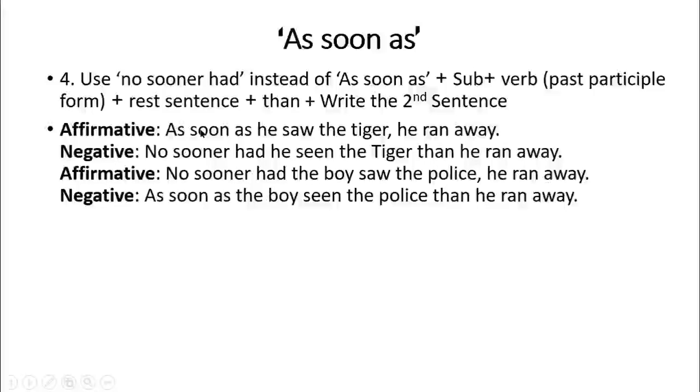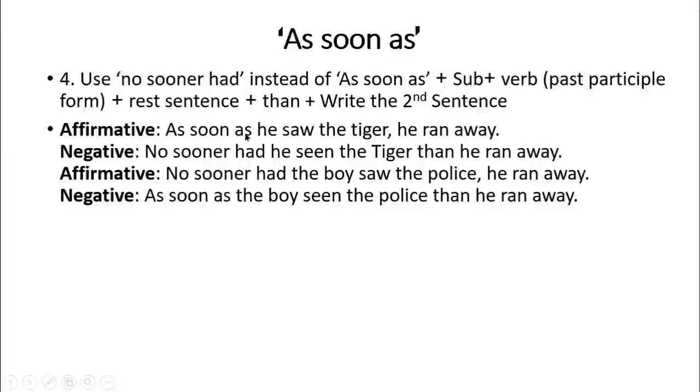Okay, so dear boys, I want to make you clear about one thing, that is when we use as soon as, then we have to write down the sentence in past indefinite tense. You see, as soon as he saw, past indefinite tense, the tiger, he ran away. So we have to use no sooner had instead of as soon as. And when we will use no sooner had in our sentence, the sentence will be written in past perfect tense. Right, dear boys?